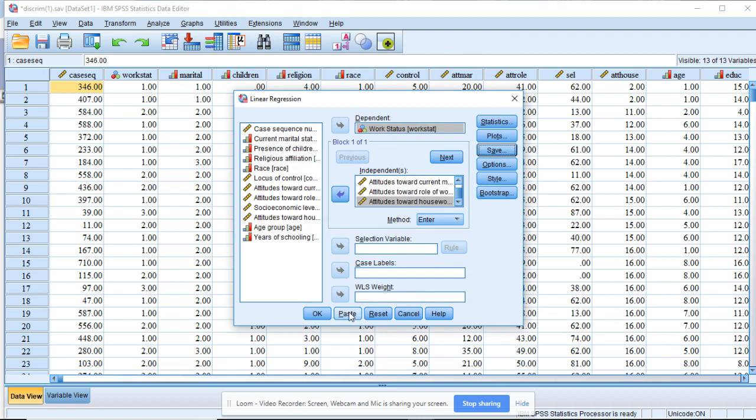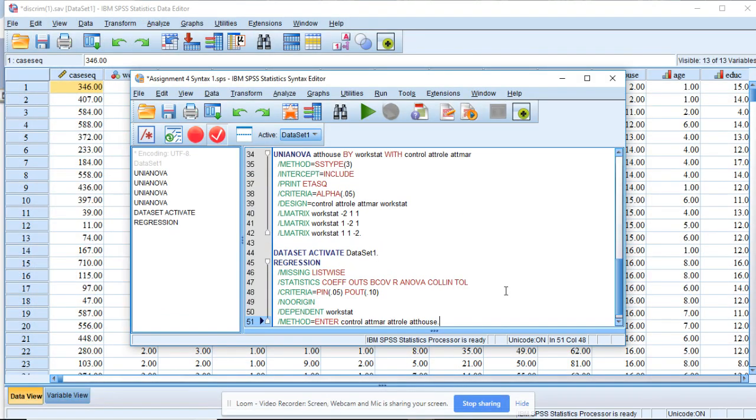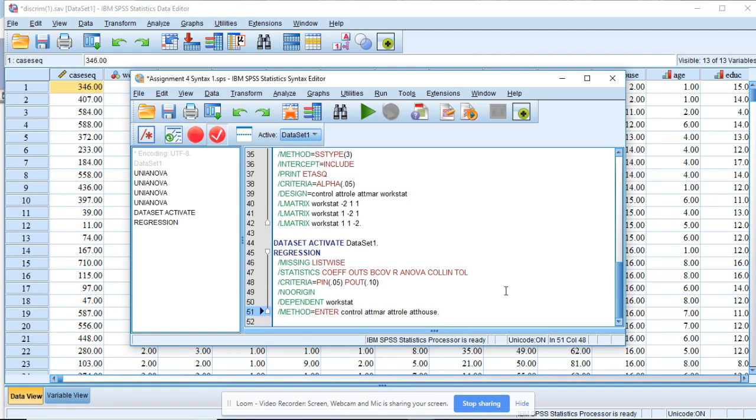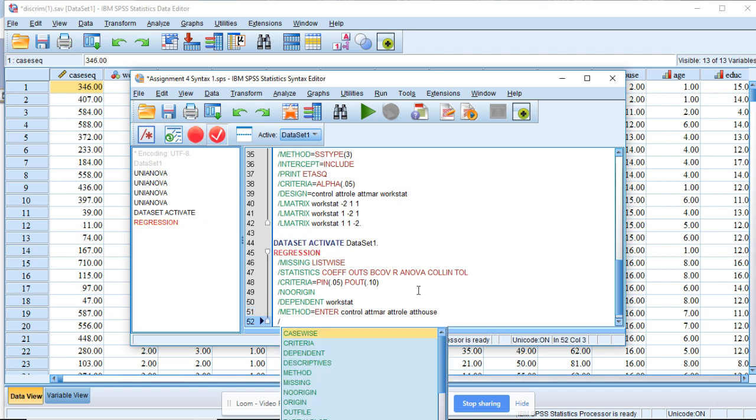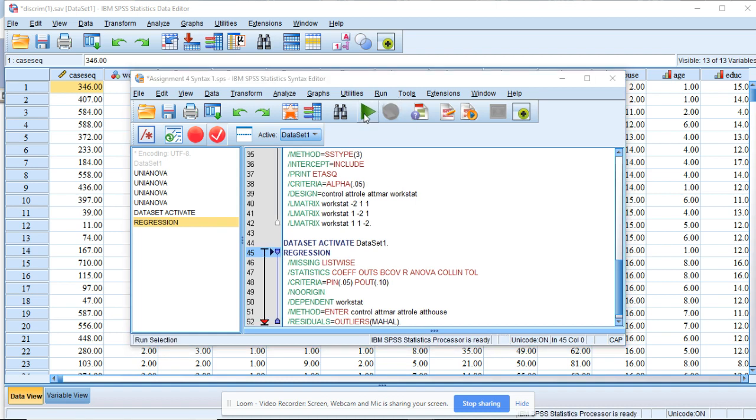So what we need to do is click paste here. That will bring us to a syntax editor, which I have one already because I'm going to show you something else later. Spoiler alert, don't look at this. But here we're going to erase this period, press enter, and type residuals equals outliers, and then in parentheses the Mahal one, period. If you don't have that period, it won't run. Click on regression right here so your cursor is in the right place, and then hit that triangle button and run it.